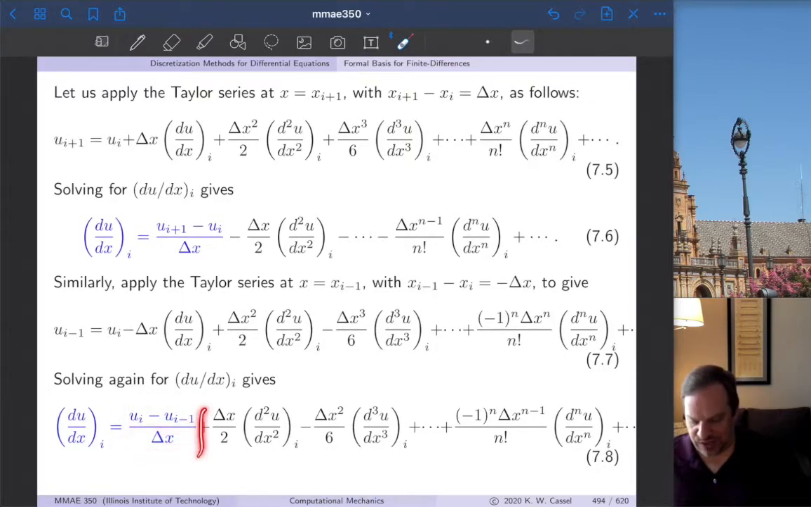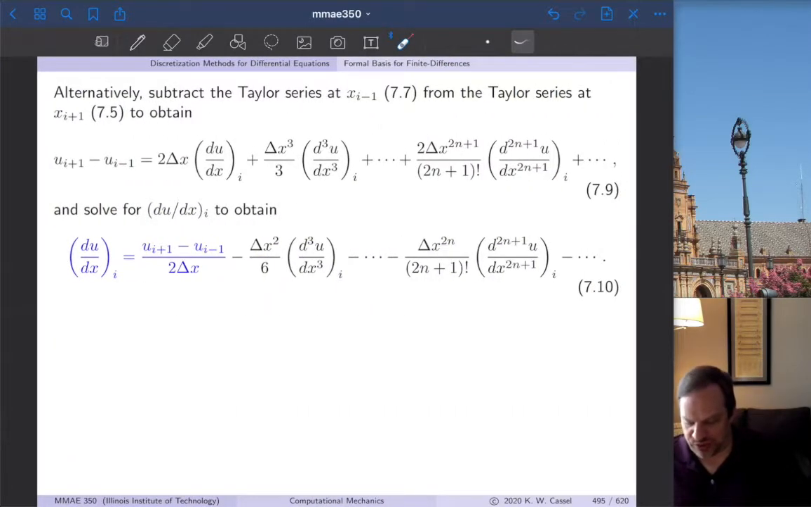And once again, the next term would be delta x over 2 times d squared u dx squared evaluated at x_i. And you'll notice now it's a plus sign instead of a minus sign. And on and on and on for all the rest of the terms. But we're going to again focus on this as our approximation, and then we'll look at this first term that's been truncated and see what that tells us about our approximation.